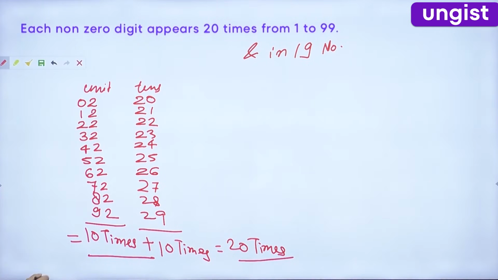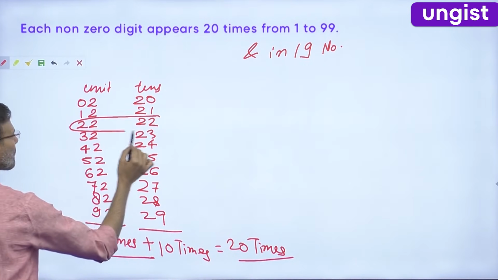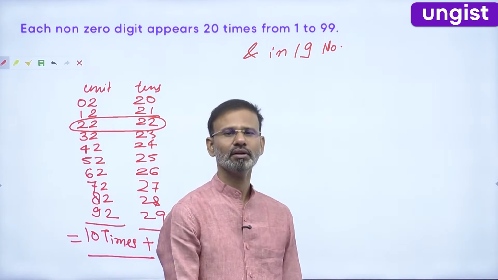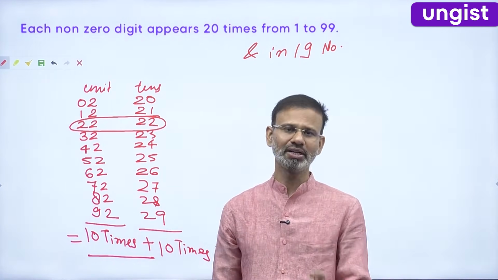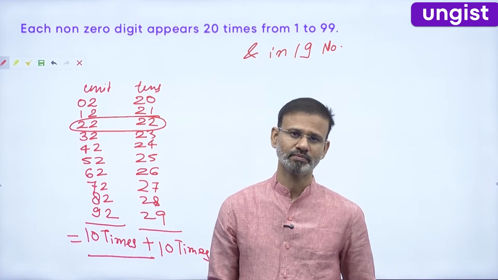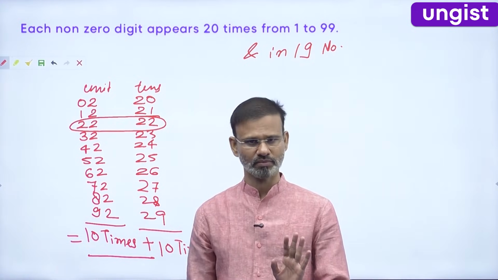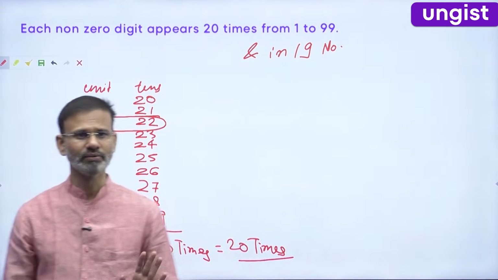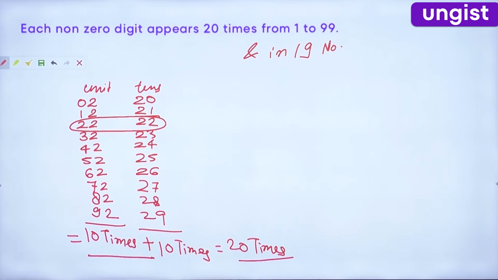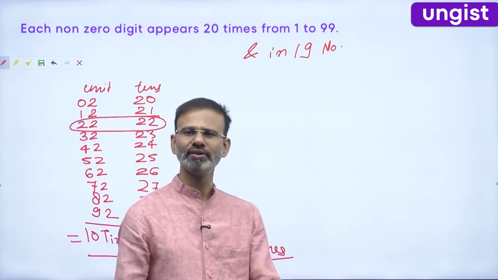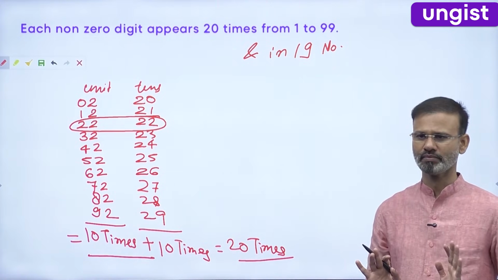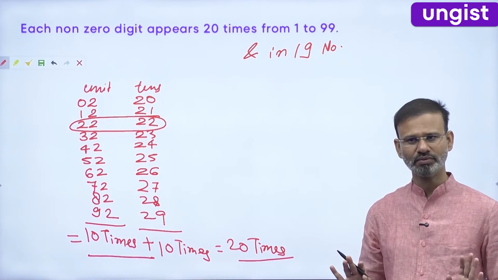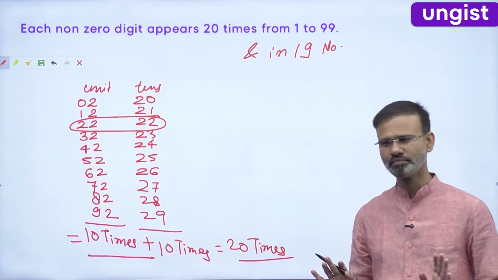And why is it in 19 numbers? Because 22 is repeated. So 2 is written 20 times, but it is written in only 19 numbers. Is it clear, everyone? Right? 2 is written 20 times, but in 19 numbers. And the same happens with any non-zero digit. It is 1, 2, 3, 4, 5, 6, 7, 8, 9. आप कुछ भी इस तरह से कर सकते हैं. Everyone clear now? Any doubt, guys? Any confusion? No? Okay.